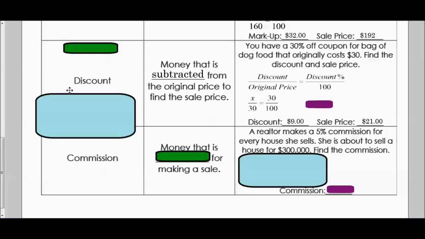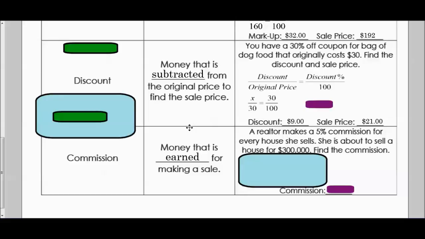A commission is something that a salesman might make for actually making a sale. So a realtor, a car salesman, they make some percentage of their total sale as their earnings. So money that's earned for making a sale, this is not added or subtracted from the total sale. This is just a separate amount of money that's earned by the salesman.